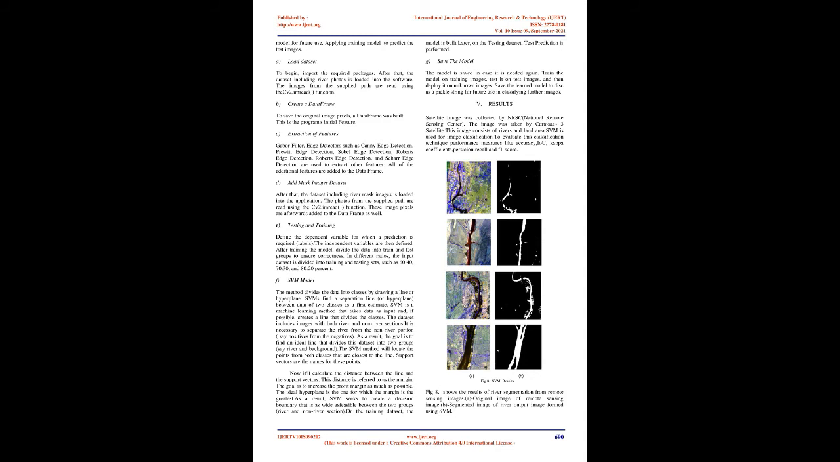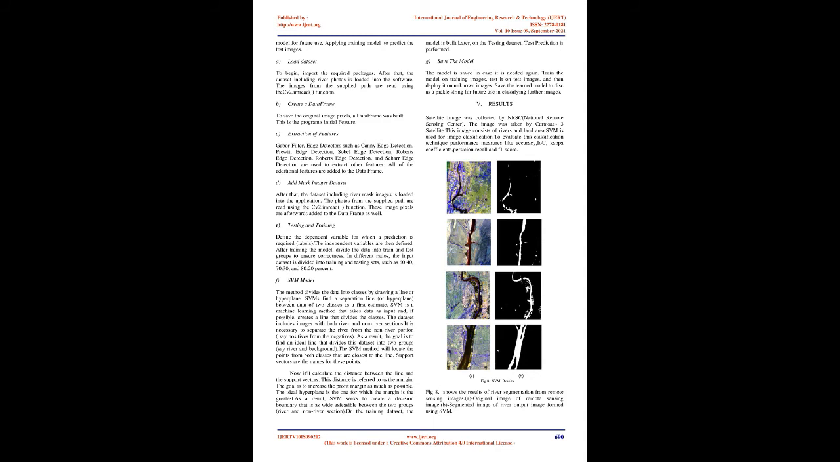To save the original image pixels, a data frame was built. This is the program's initial feature. Feature extraction: Gabor filter and edge detectors such as Canny edge detection, Prewitt edge detection, Sobel edge detection, Roberts edge detection, and Scharr edge detection are used to extract other features. All of the additional features are added to the data frame.